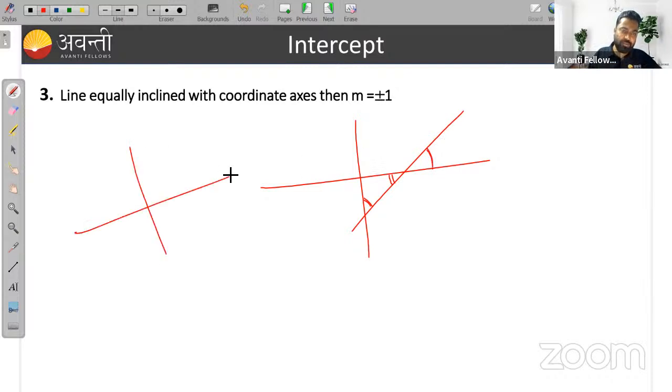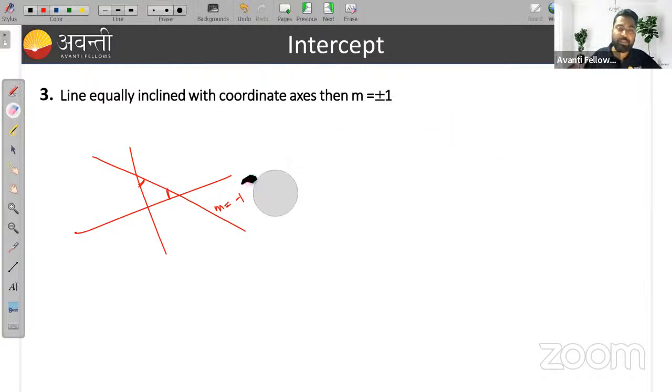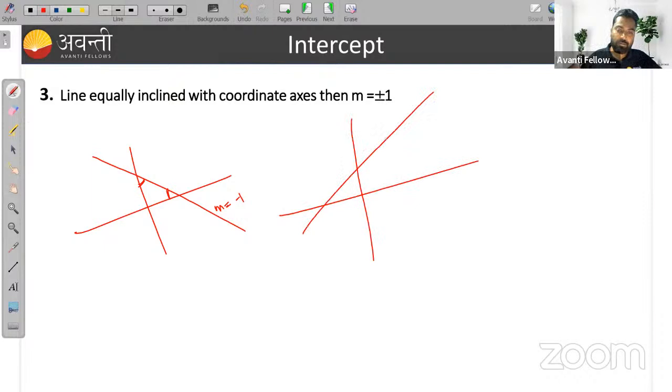But another case is also there. If these angles are the same, then in this case the slope will be -1. In this case the slope will be 1, and in this case the slope will be -1. Or we can draw another figure. If we draw like this, then the slope will be +1, and in this case the slope will be -1.